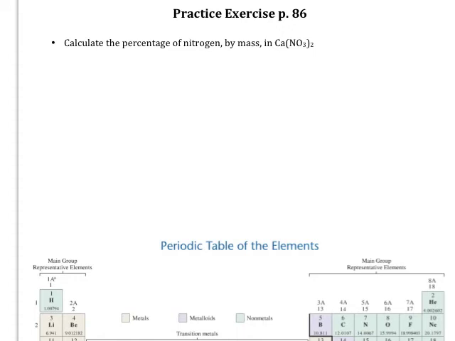This is a practice exercise from page 86 in the textbook, calculating a mass percent or percentage by mass of an element in a compound. When you think about doing these types of problems, you can think of a mass percent as the mass of the part that we care about, in this case nitrogen, over the mass of the whole times 100 to make it a percentage.